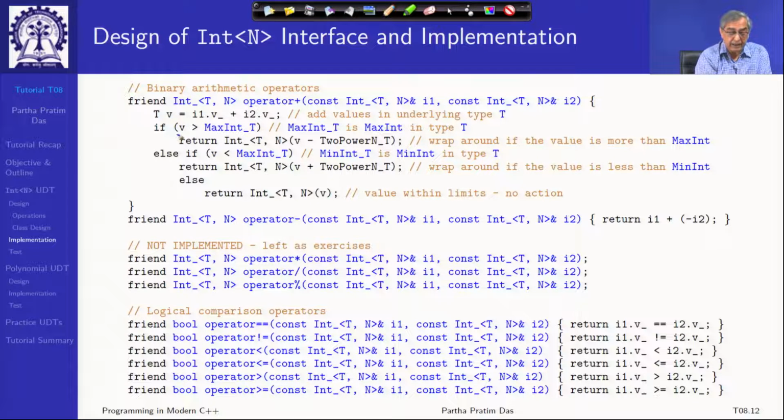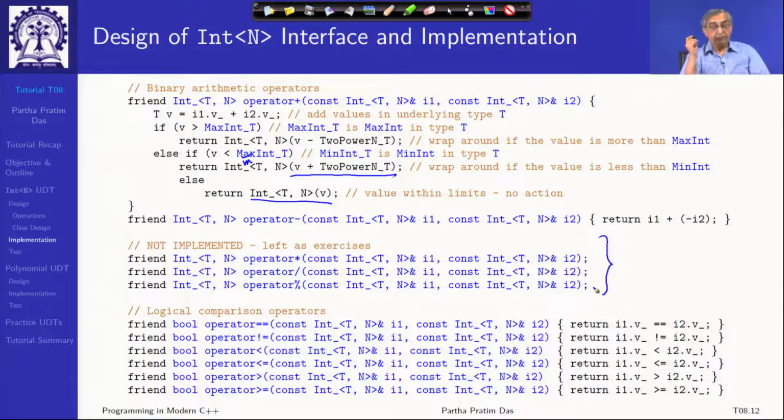So, if it is greater than max int, I have to subtract 2 to the power n. I have kept another constant pre-computed, which is 2 to the power n, a compile time constant I have computed, so I can use it every time. Similarly, if it is less than min int, this is a typo again, then I have to add 2 to the power of n, right. Otherwise, it is just that number. So, this is all that is required for the wraparound.